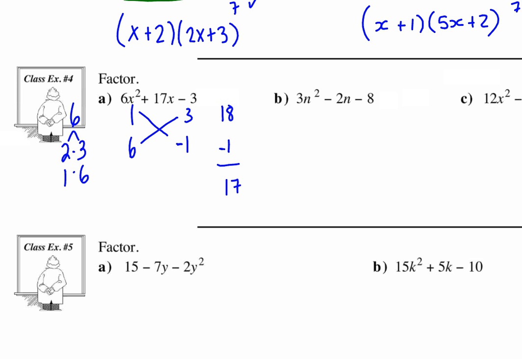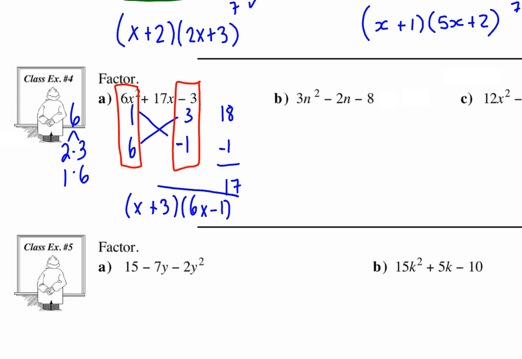Now we just always double check. Does 3 and -1 multiply to -3? Yes. 1 and 6 multiply to 6? Yes. So we're good. What would be our answer then? x plus 3 times 6x minus 1. Good.